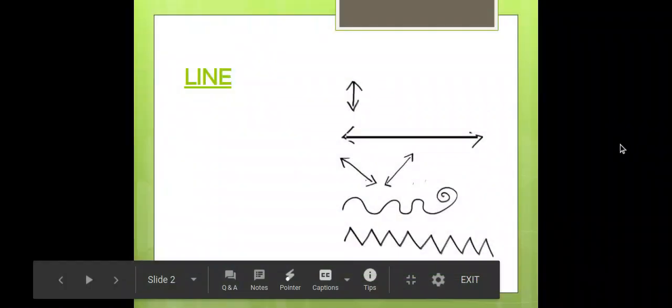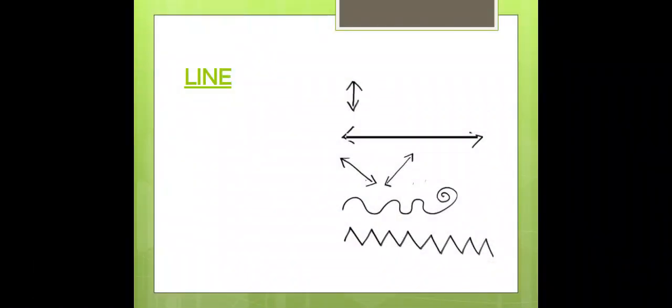The first one is line, and there are 5 different types of lines that we will use. Vertical, which implies strength and dignity, like people, like trees, like any kind of statue, anything that is tall. Vertical has a sense of strength or dignity.